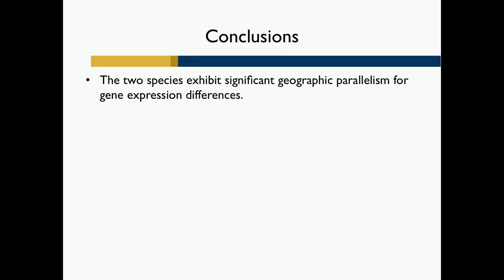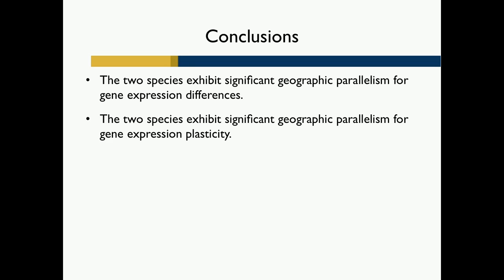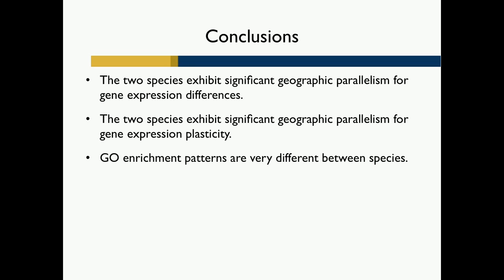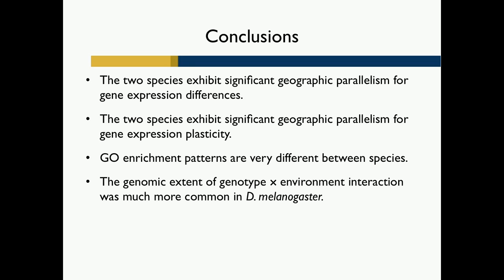So with this, we have our conclusions. We found that the two species exhibit significant geographic parallelism for gene expression differences. The two species exhibit significant geographic parallelism for gene expression plasticity. We found GO enrichment patterns are very different between these two species. The genomic extent of G by E interaction was much more common in Drosophila melanogaster, suggesting that these two species have different mechanisms for the maintenance of natural variation.